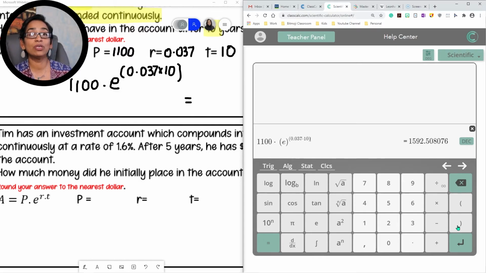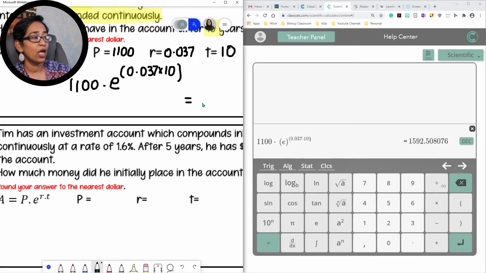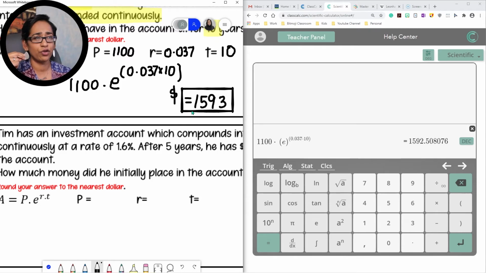Okay, so when you compound continuously, I'm rounding off to the nearest dollar. Again, be careful what they're asking you for. My final answer is 1,593 because it's more than 50 cents, 0.5, I'm going to round it up. That is my final answer. So my amount after 10 years is $1,593. All right?